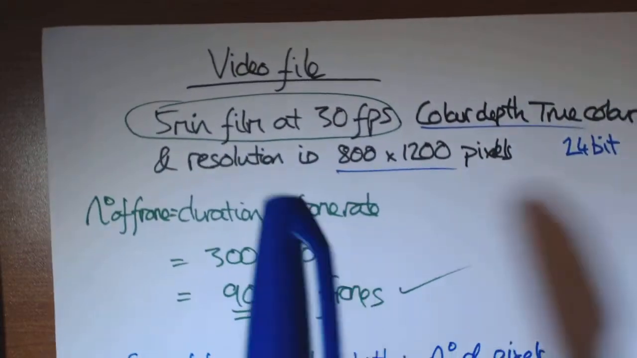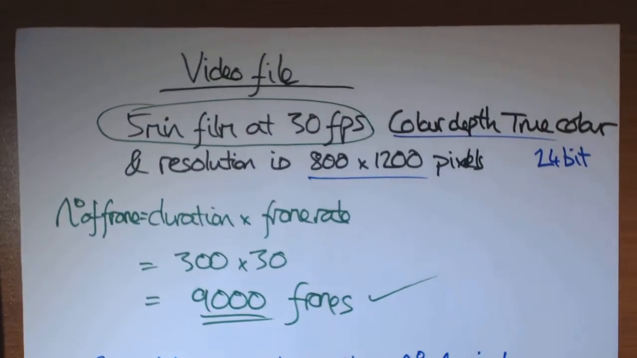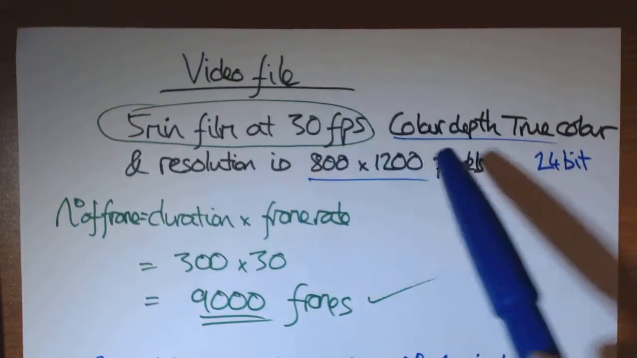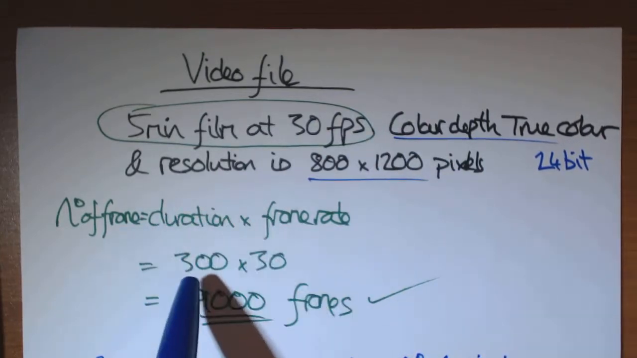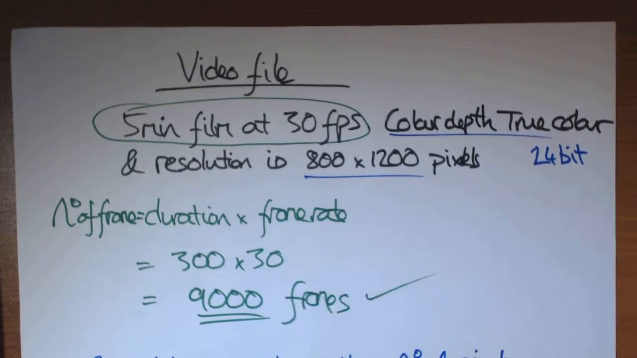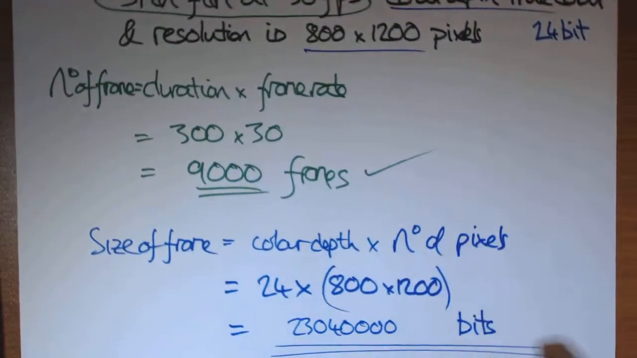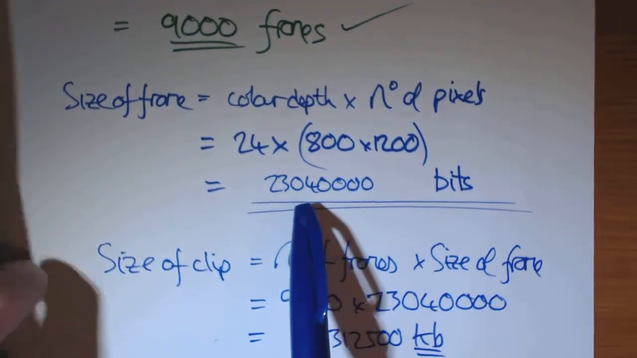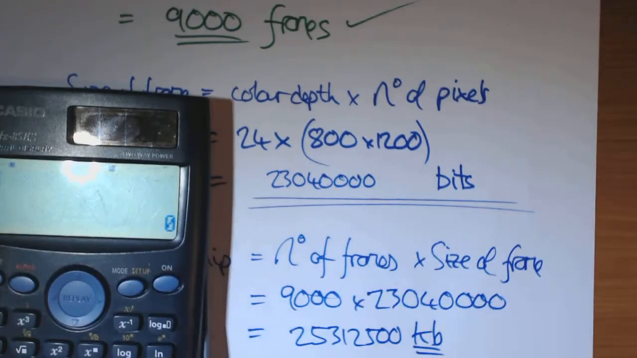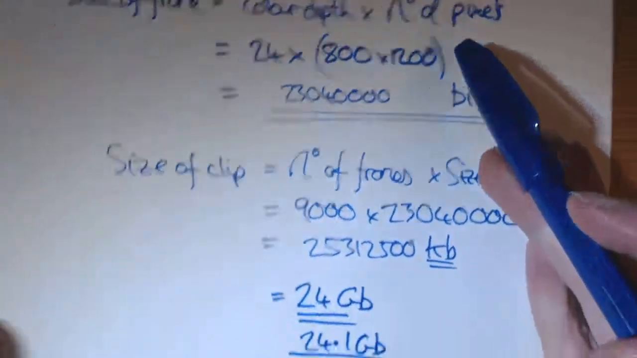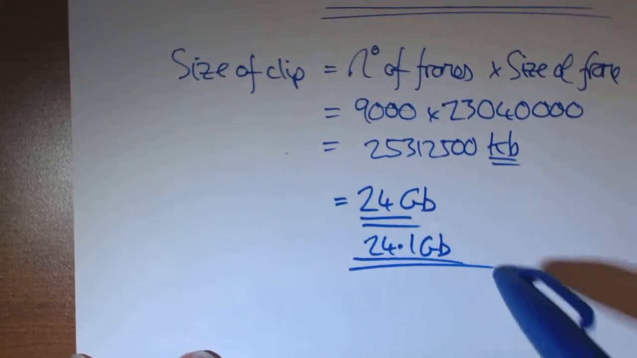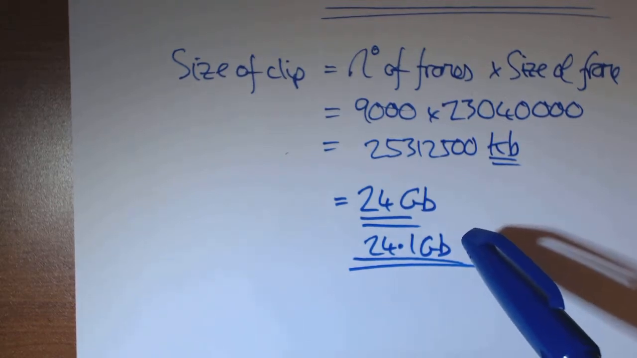So for your question, you'll have everything you need, so you can split it into two. Calculate the number of frames: the duration of the clip in seconds times the frame rate gives you the number of frames. Then calculate the size of one frame. Then you just times these two numbers together, and you work yourself down to a nice appropriate unit.